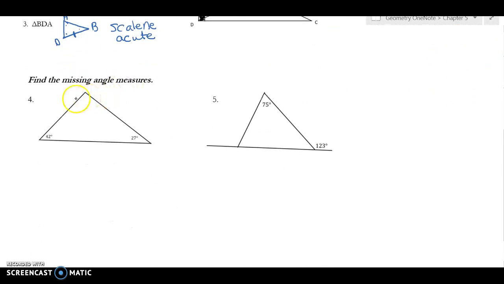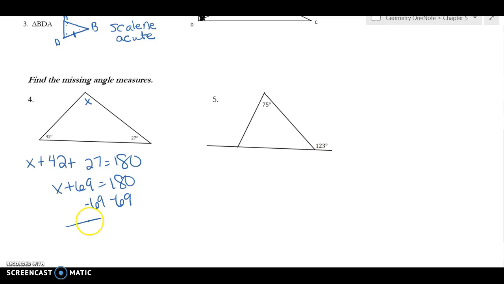So if I'm missing this angle, this is x. So I can say x plus a second angle, 42, plus the third angle, 27, has to equal 180. So I'm going to combine my 42 and 27 to get 69. And I subtract 69 from 180 on both sides. So x is 111. So that angle up top is 111. So again, you add your angles and then you set them equal to 180.